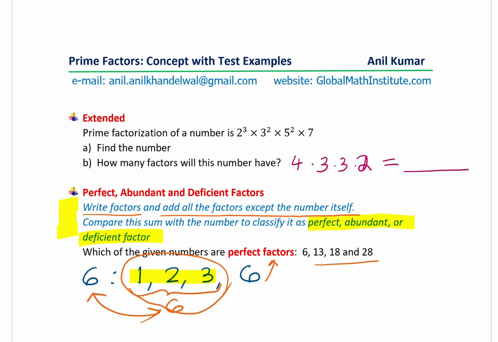And then if you have fewer factors like 13, now 13 has only 2 factors, 1 and 13, correct? So you don't have to add 13, 1 is smaller. So this will be classified as deficient. If the sum is more, then in that case it will be abundant. Is that okay? So these are the terms which are sometimes used.